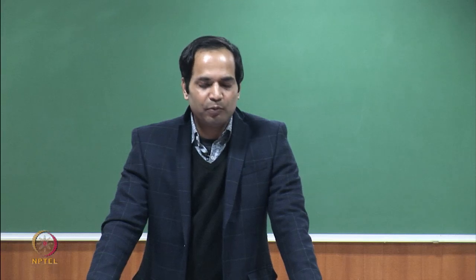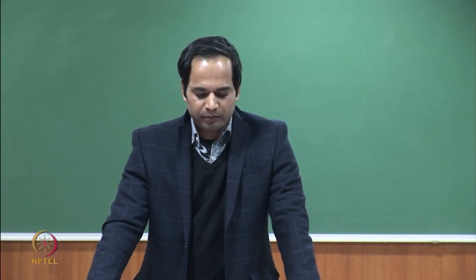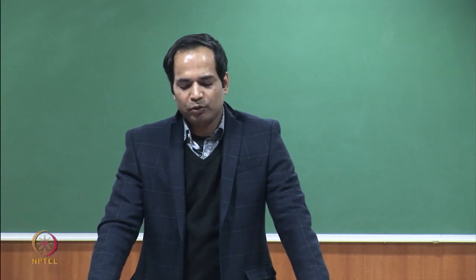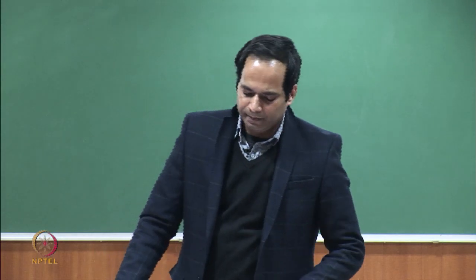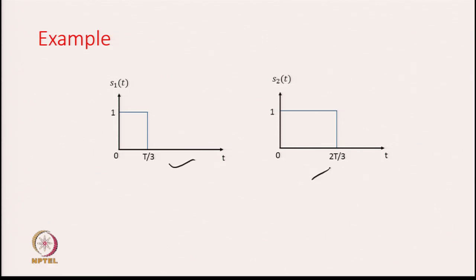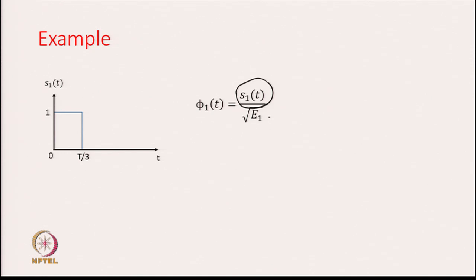Okay. So, let us make this more concrete with one example. Let us consider the two signals S1t and S2t, and let us assume that these two signals are given as here, and we want to find the right signal space representation for these two signals. So, let us start by defining phi 1 t. Phi 1 t can be easily obtained by taking S1t and dividing it by the square root of the energy of S1t, or rather by the length of S1t.